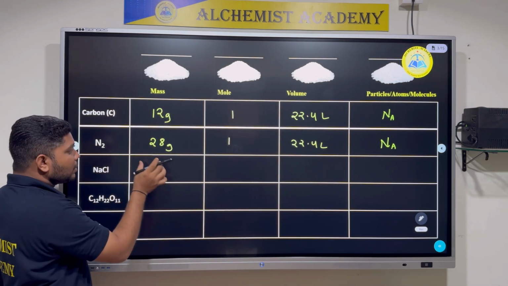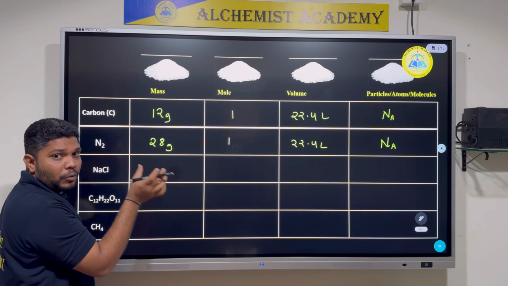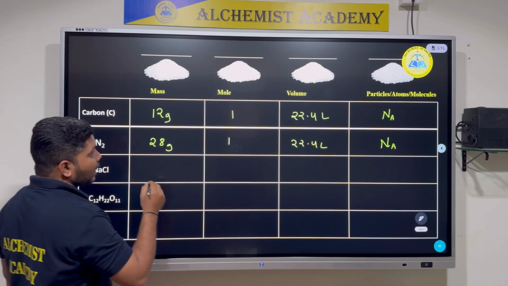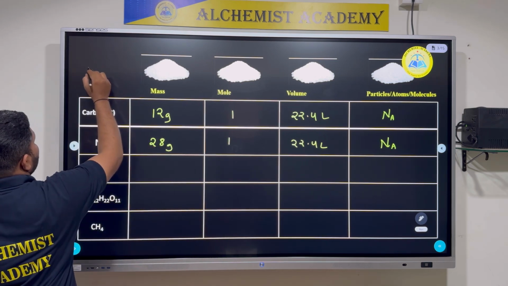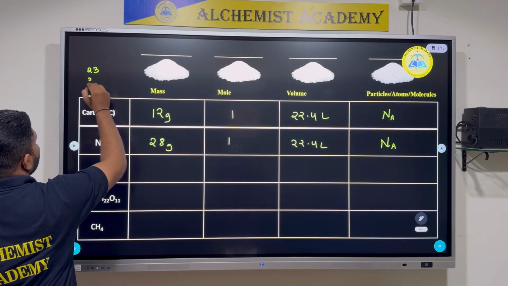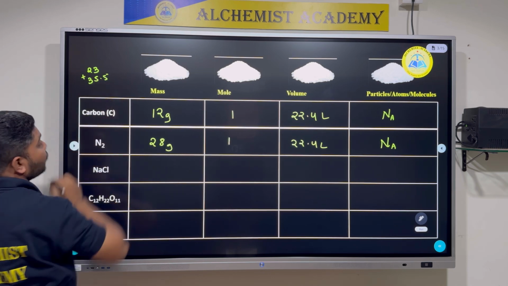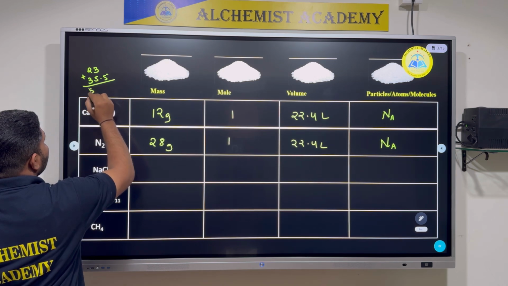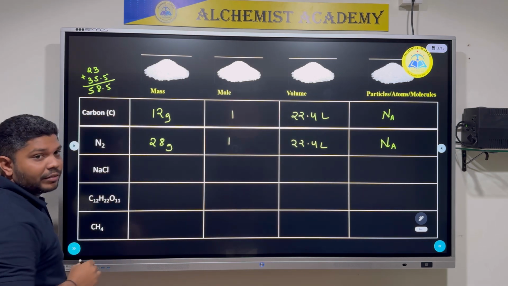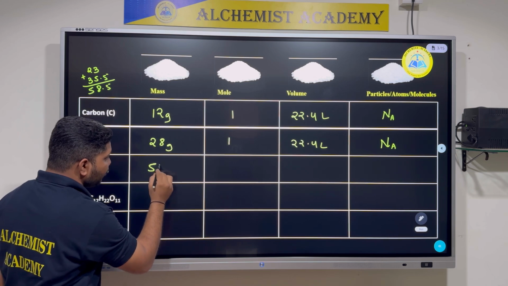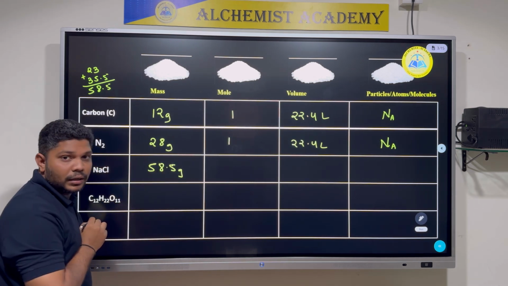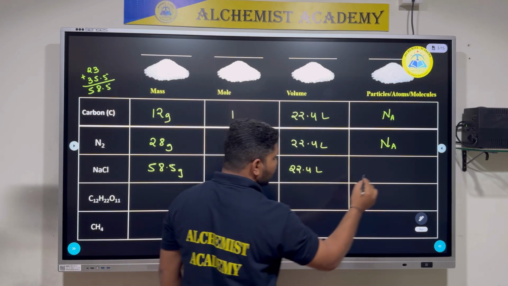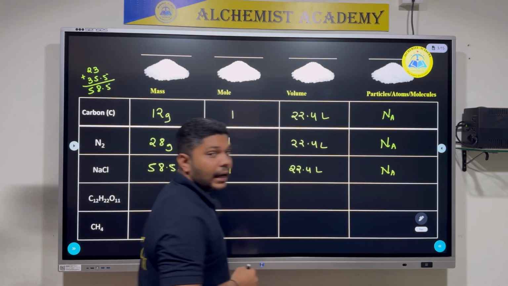Now NaCl, what is the mass? NaCl is a compound, so it will be a molecular mass. Na is 23 and Cl is 35.5. This is how we are finding out the molecular masses. So 23 and 35.5, this will be 5, this will be 8 and 0.5, correct? So I'll get 58.5 grams. Understood? So here 1 mole again, this is 22.4 liters and again this will be the N.